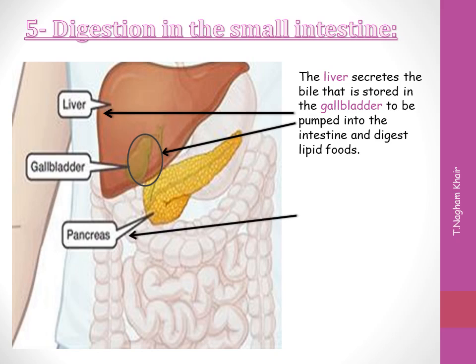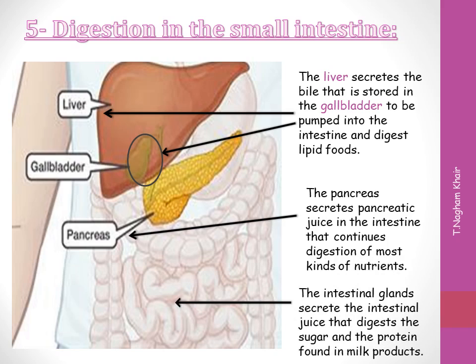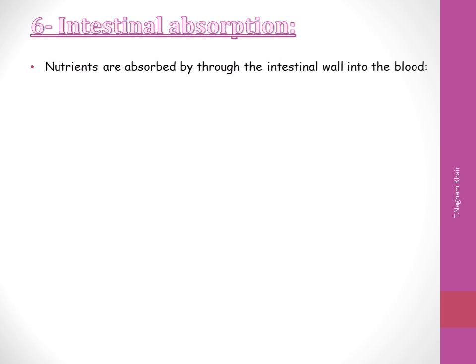The second organ is pancreas. Also, we knew that the pancreas secretes pancreatic juice, also in the intestine. This digestive juice continues the digestion of most kinds of nutrients. And as we knew that the small intestine contains intestinal glands, the intestinal glands secrete intestinal juice that digests the sugar and the protein found in milk products. Also, inside the intestine there is intestinal absorption, where nutrients are absorbed through the intestinal wall into the blood.